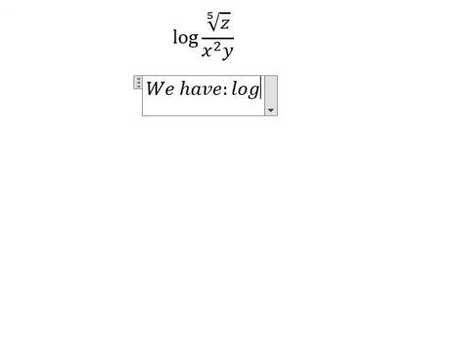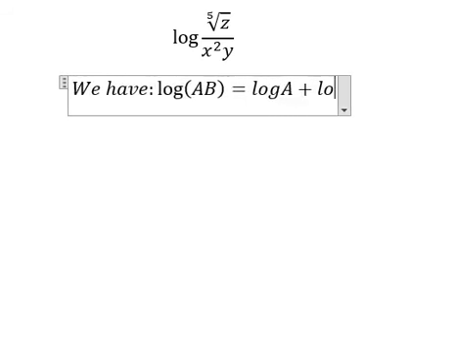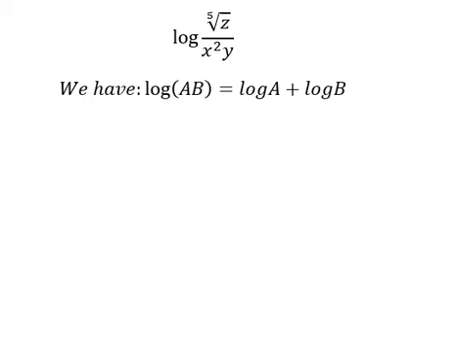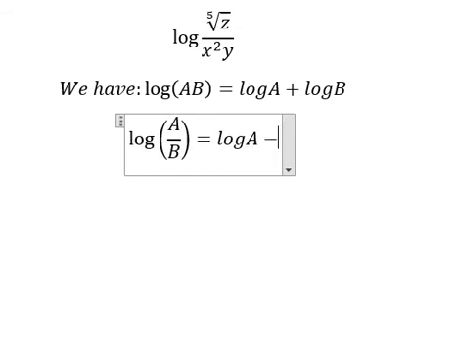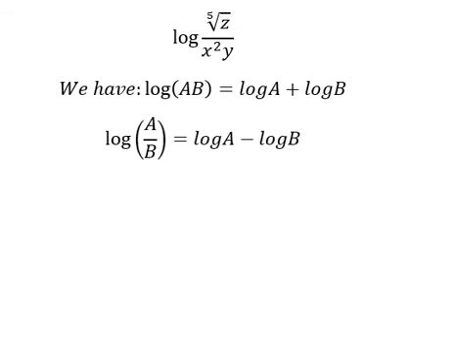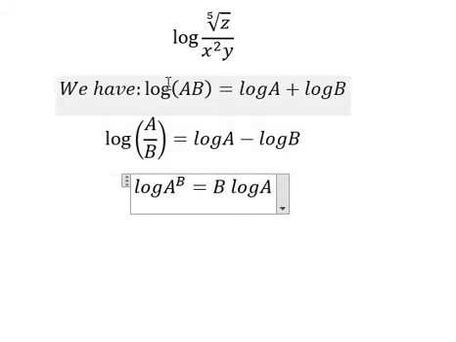The first is log AB equals log A plus log B. And the second one, we have log of A over B equals log A minus log B. And the next one, we have log A to the power of B equals B log A. Now we apply these three formulas to this one in here.